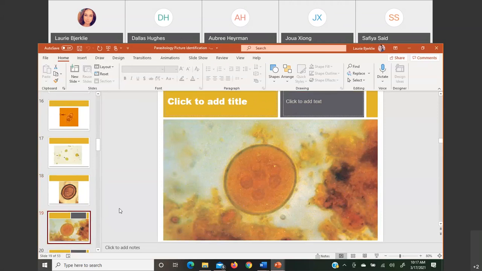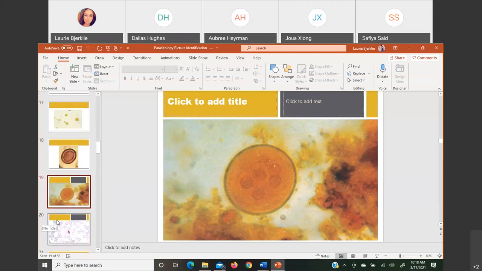So yeah, this would be our Entamoeba coli or E. coli parasite, known to have up to 8 nuclei, which is very unique compared to the other amoebas in the cyst form. So there is a bunch in here. You'd have to focus your microscope up and down.